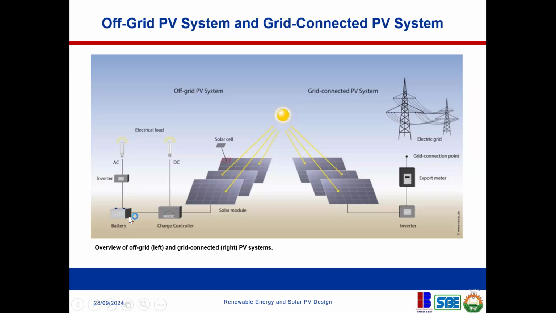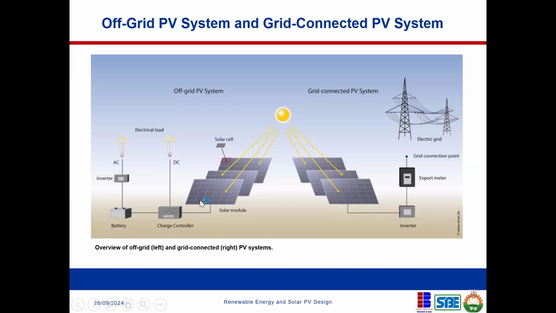So you need a charge controller to charge the battery, and the energy is drawn from the battery to the inverter and is converted to AC. In some cases, if you don't need a battery system, then you don't need a charge controller. You can connect your solar system directly to the inverter, and the inverter will convert it to AC.